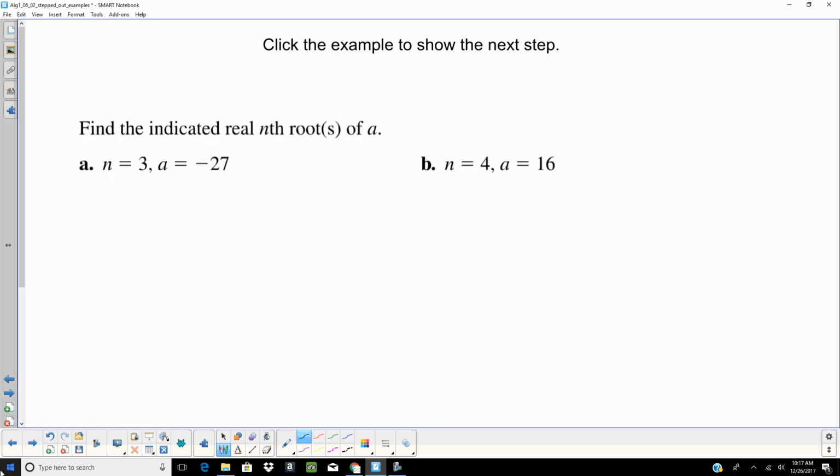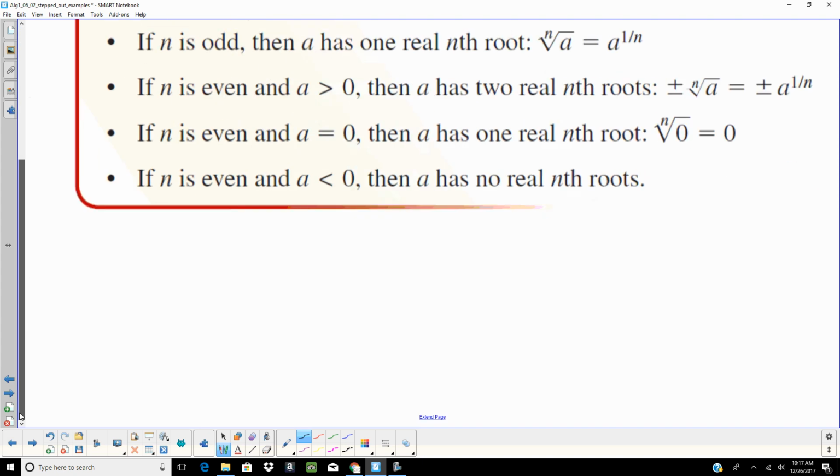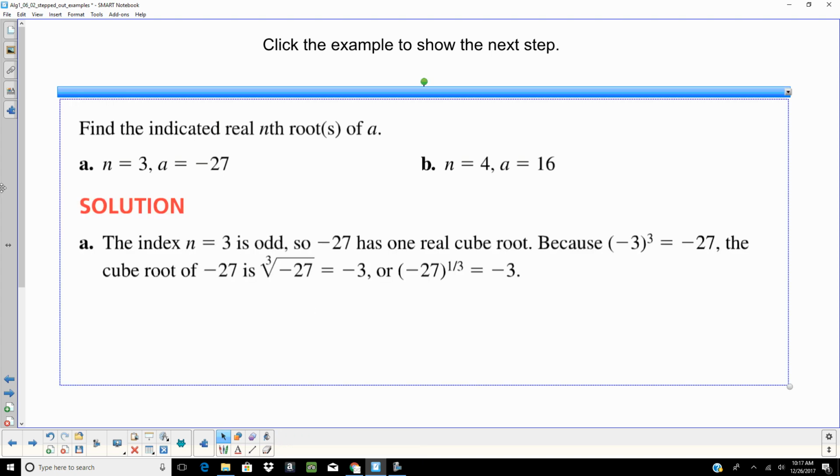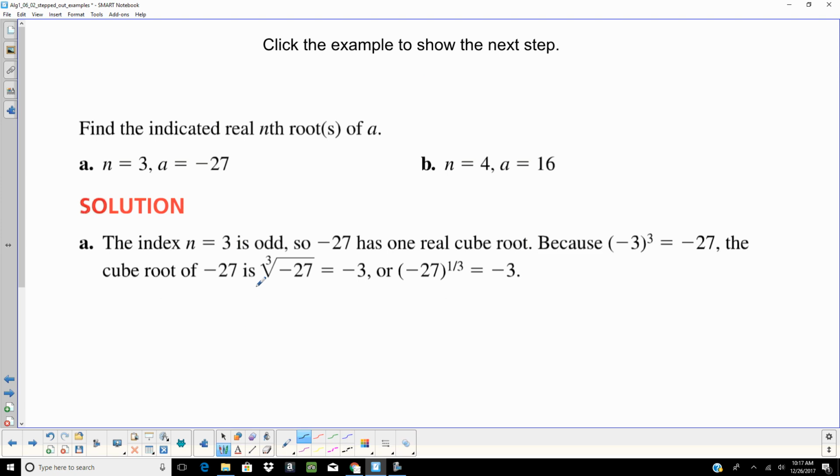So on this one, let's go ahead and do this. On the first one, n is 3, it's odd. And so negative 27 is going to be a cube root. I would probably go ahead and rewrite it as the cube root of negative 27. So you're looking for 3 numbers that when they multiply together are going to give you negative 27. That answer is negative 3.